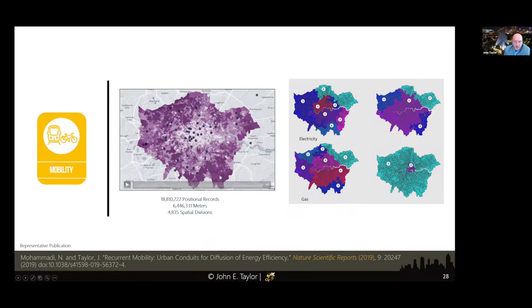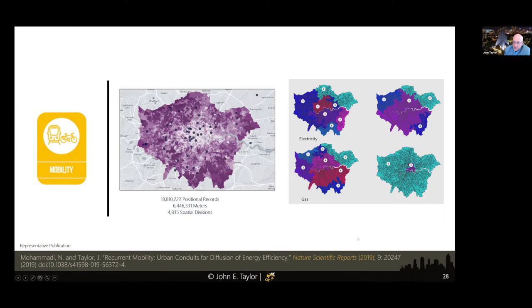But there were 19 million roughly positional records we collected. And we also collected information from gas and electricity meters and looked at the city in terms of lower super output areas and middle super output areas to see what is the scale of analysis that will allow us to correlate movement patterns in the city with energy consumption, but also to think through some ideas on how people's mobility in the city might create opportunities for diffusion of energy efficiency innovations.